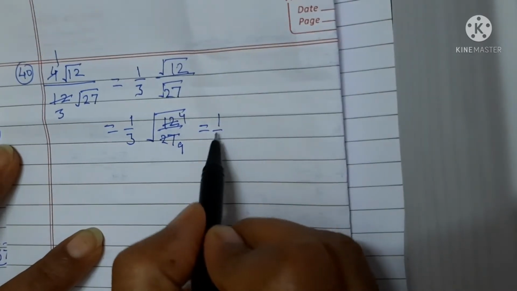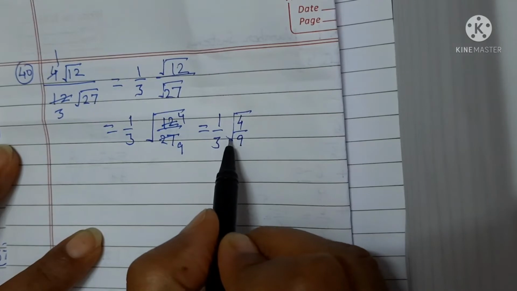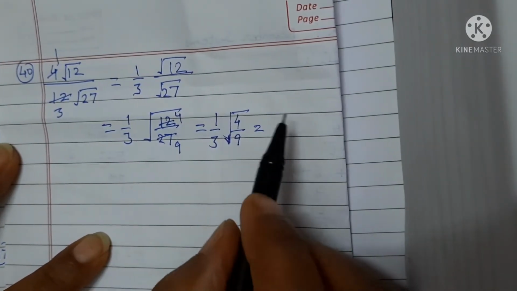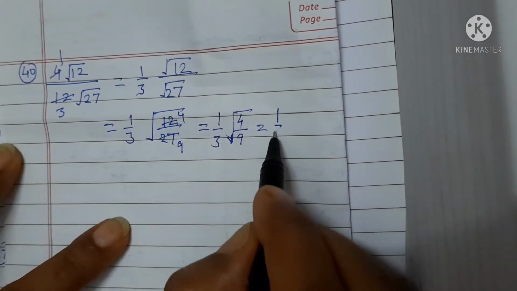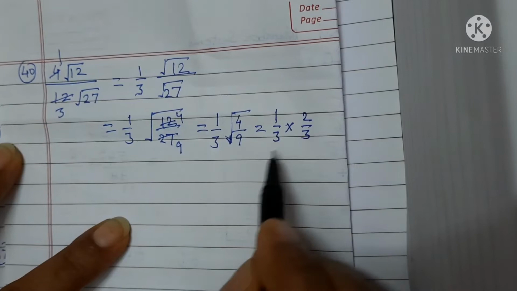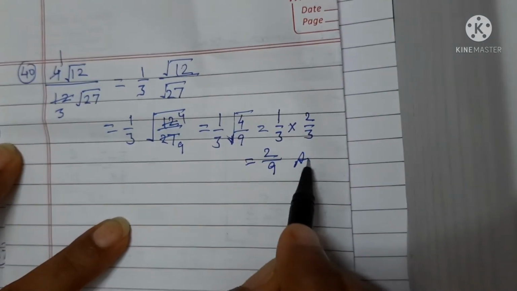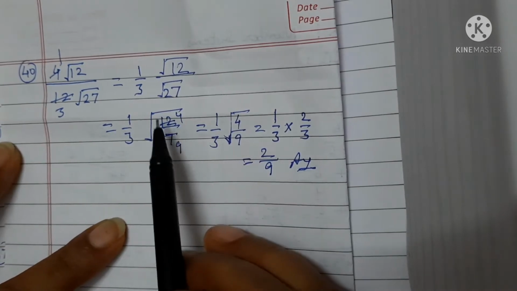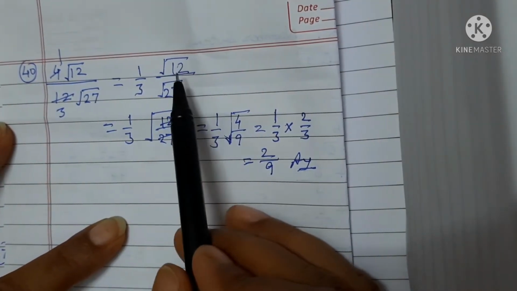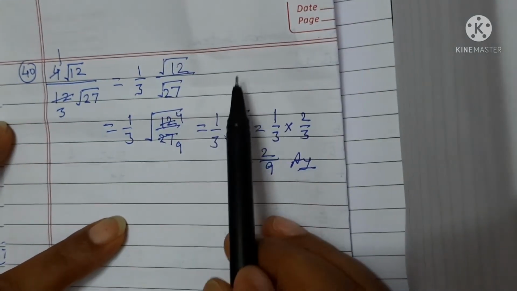So this becomes 1 upon 3 √(4 upon 9). Now this becomes 1 upon 3 into 2 upon 3. 3 threes are 9. Answer. Using the laws of exponents, √a upon √b, you can write it as √(a upon b).